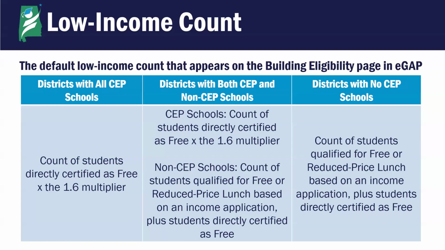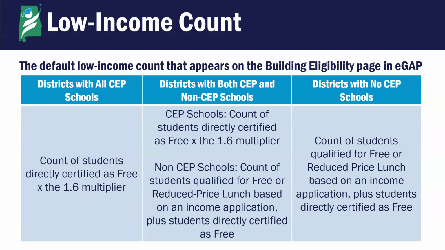Okay. And if you are a district that has both CEP and non-CEP schools, then what's calculated at a default, what will automatically appear for your non-CEP schools is the count of free plus reduced. So anyone who's directly certified as free, plus all the income applications that were submitted that students may have been identified as free or reduced price. And that together makes up the low income count for non-CEP schools.